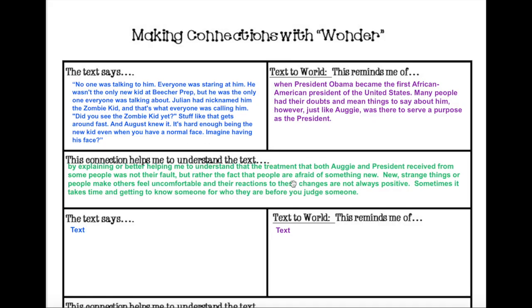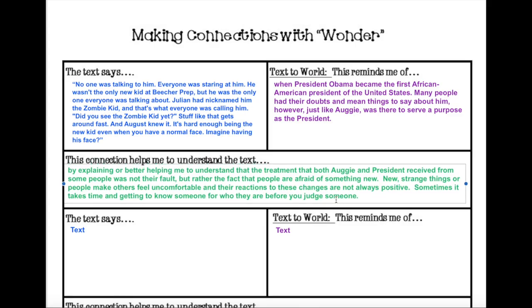So by making that connection, I was able to understand the feeling that both President Obama and Augie were having, and the experience that they were both having by being someone new, someone strange in a new environment. So now let's move on to the we do.